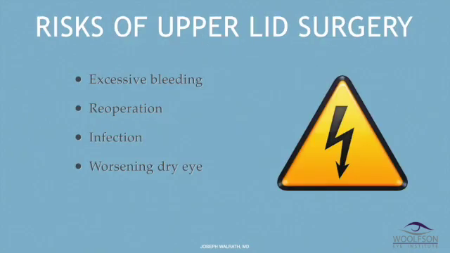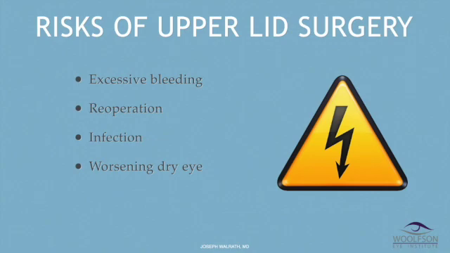What are the risks of upper eyelid surgery? Well, you could have excessive bleeding. That happens to me once or twice a year. In general, that's not consequential. It just delays the healing, which is annoying, but doesn't affect your outcome. You can have reoperation. Now, most of the time what this means is, hey doc, there's a little extra skin in this spot. Can you remove it? No problem. We do that in the office. Not a big deal. There's a specific reoperation risk for ptosis repair, which I'll talk about in an accompanying video.